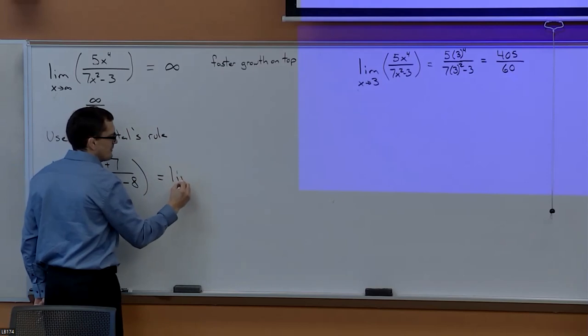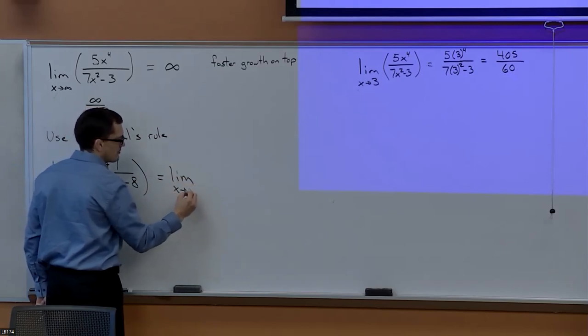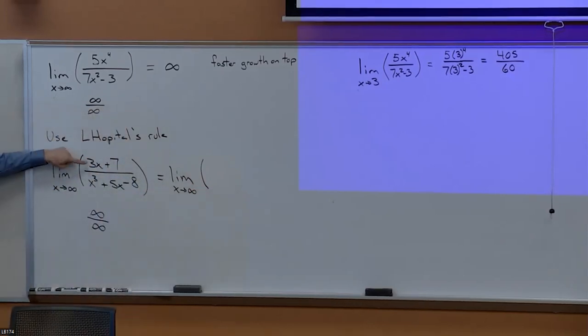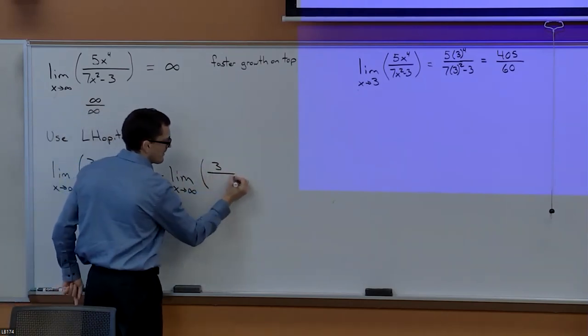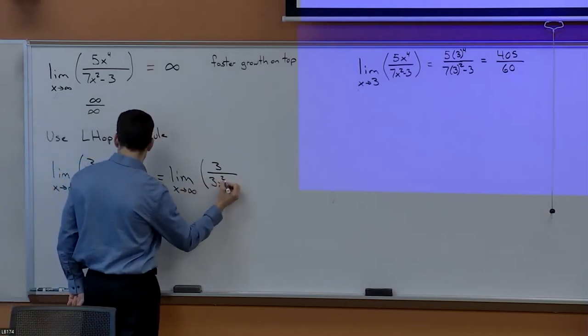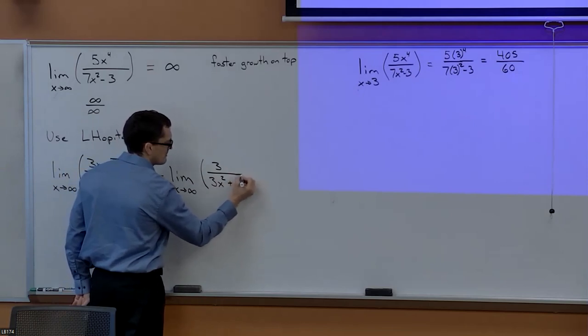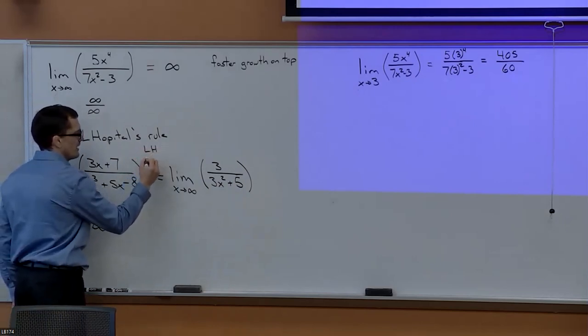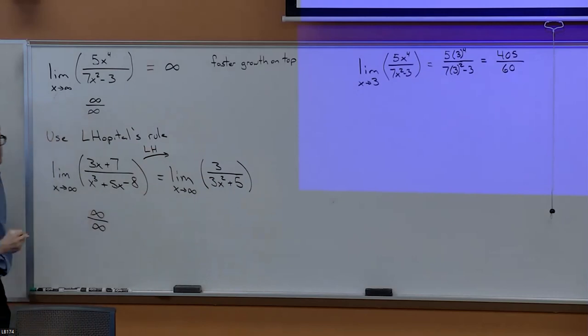So I know that this limit as x goes to infinity is going to be the same as the limit as x goes to infinity of what happens when I take the derivative of the top and the bottom. The derivative of the top becomes 3. And the derivative of the bottom becomes 3x squared plus 5. That's my L'Hopital's. I usually just write LH. That's L'Hopital's rule.